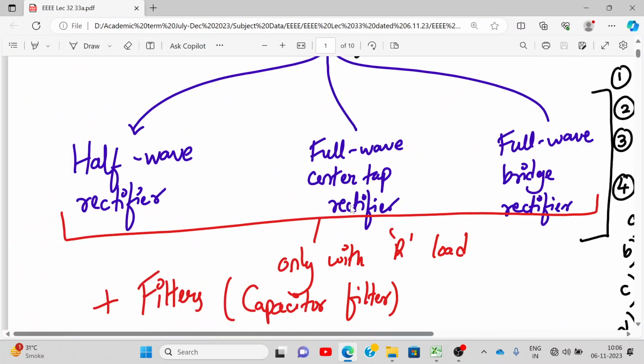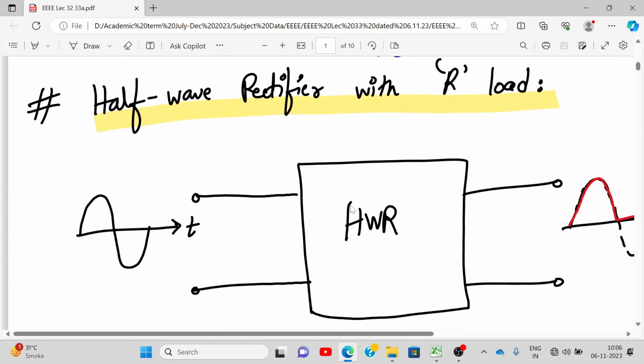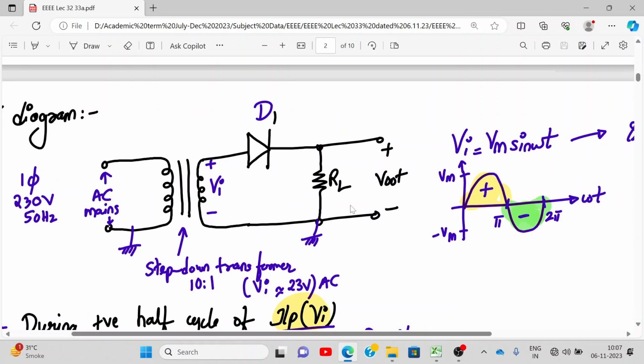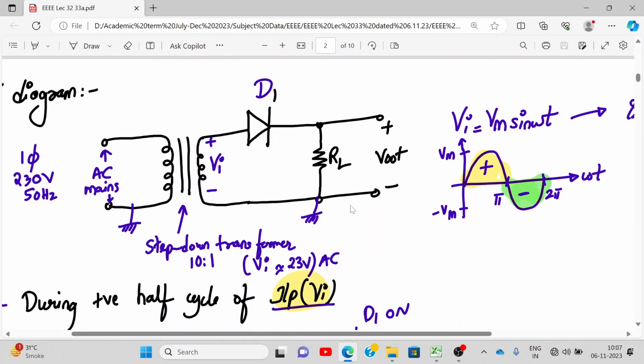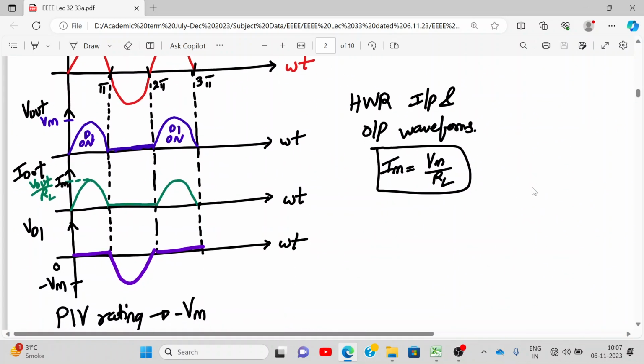Okay, so hello everyone, welcome to lecture number 33. Last time we started with the half wave rectifier with resistive load, and we have seen how the circuit works, how the diode conducts only during one half of the cycle. During the positive half cycle, the diode is on and the output follows the input. During the negative half cycle, the diode is off and the output is zero. So these were the input output waveforms.